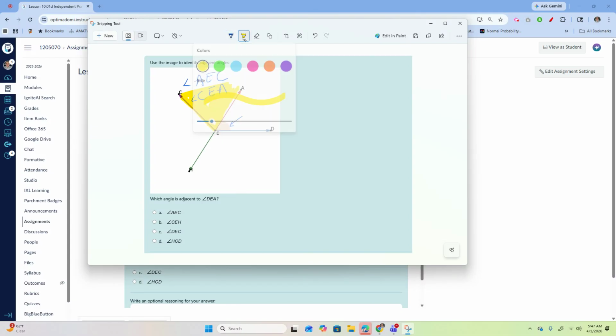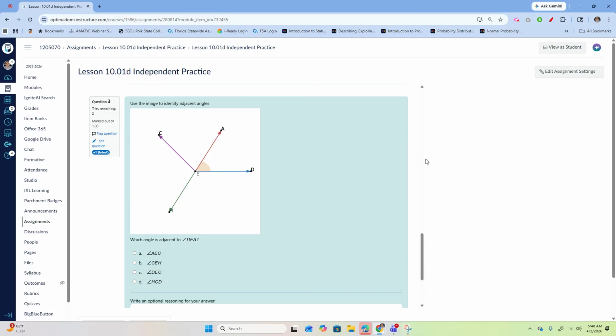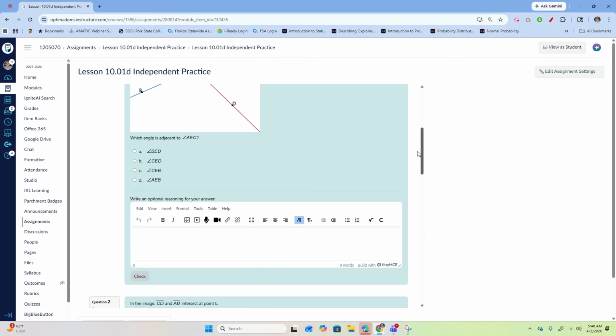And the other angle that could be adjacent, it could be DEH. So it could be the one that I highlighted in green. Those two that I highlighted are adjacent to the angle in red that I'm pointing with the arrow. So DEH, or backwards, HED. I just need to find out which of these angles I have in the multiple choice. So AEC, look, I found it. See, AEC, that's the one that I'm going to be choosing. And look how quickly we did those problems. Let's go to the next problem.